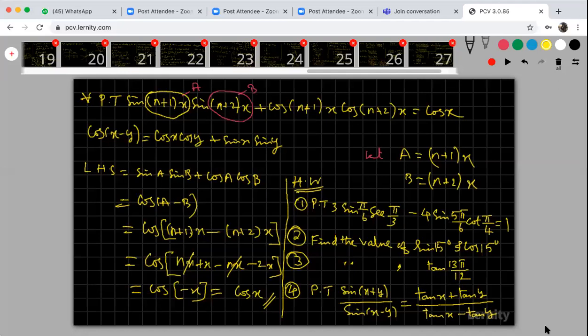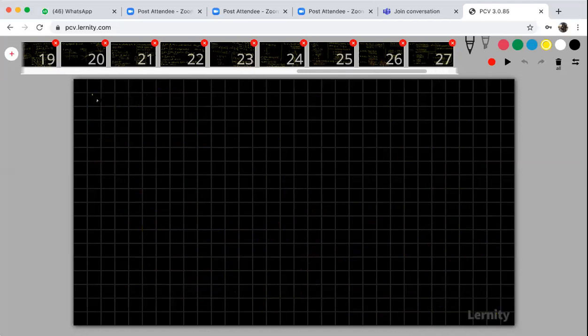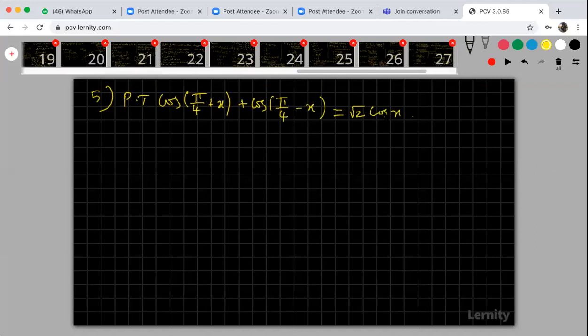Okay. So we have one more question. Please take that one more question. The fifth question, prove that cos of pi by 4 plus x plus cos of pi by 4 minus x equal to root 2 cos x. Okay.